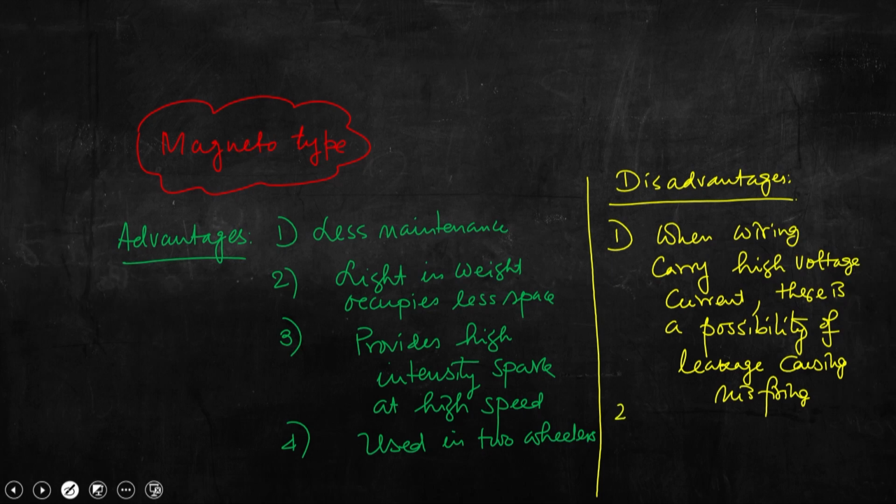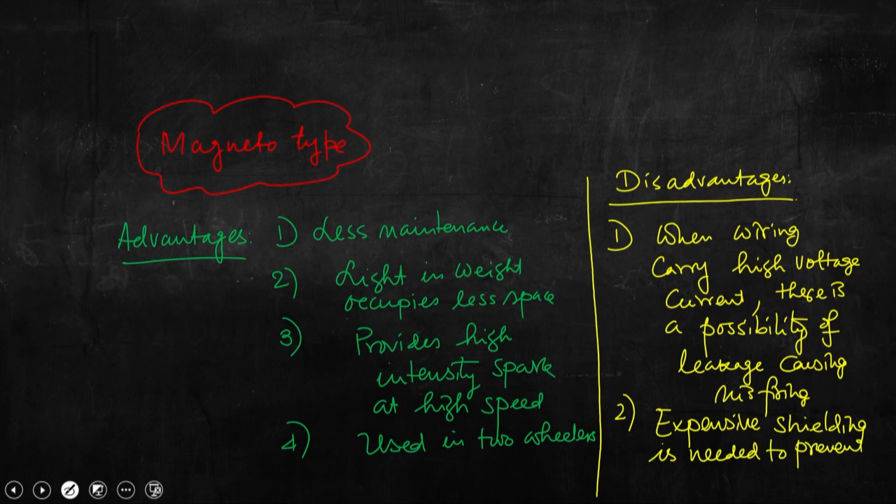and number 2 is, since there is a possibility of leakage of current causing misfiring, shielding would be there and that shielding is expensive. So, I am writing here: expensive shielding is needed to prevent current leakage, right.